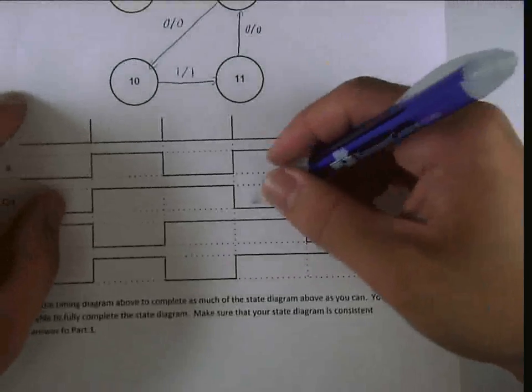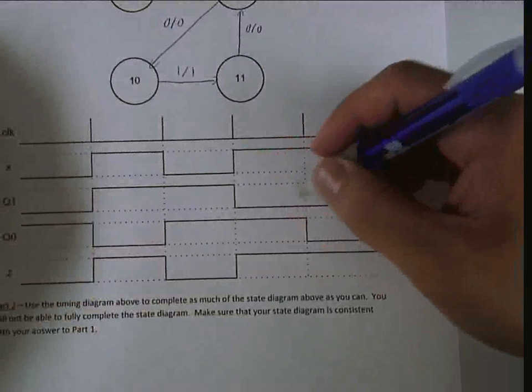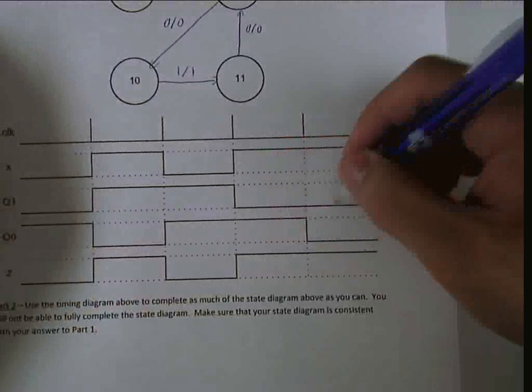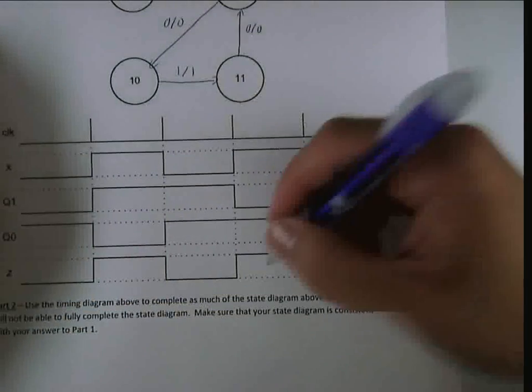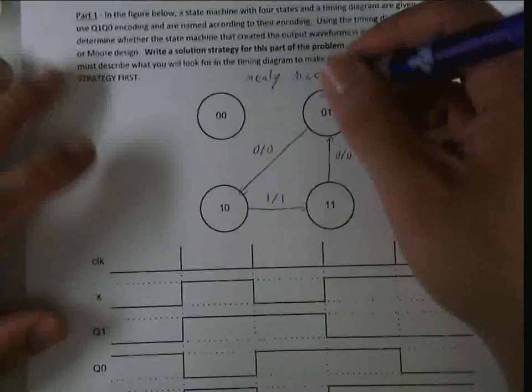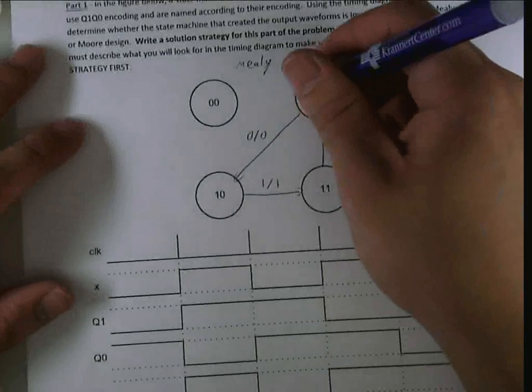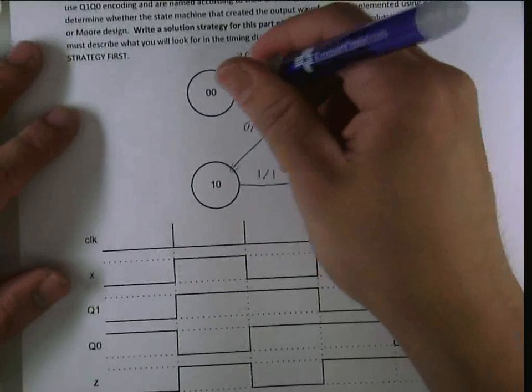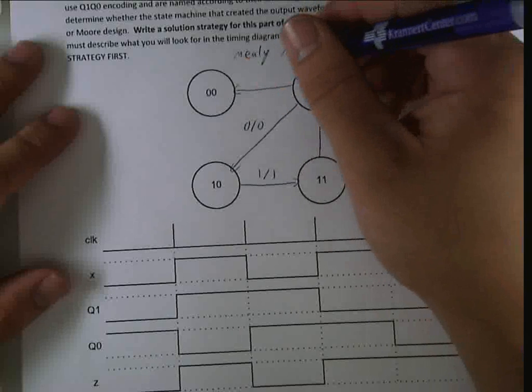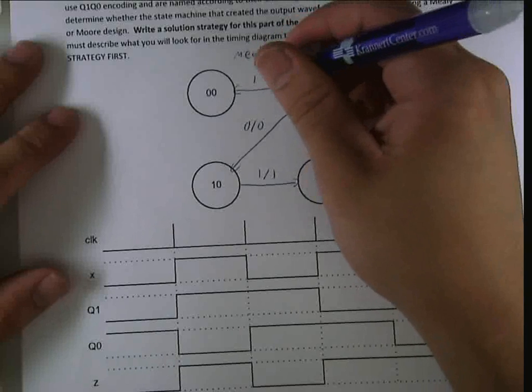And now we are in state 0, 1. And we get another clock edge. And that takes us to 0, 0 when X is 1 and Z is 1. So 0, 1 goes to 0, 0. And we've got 1/1.